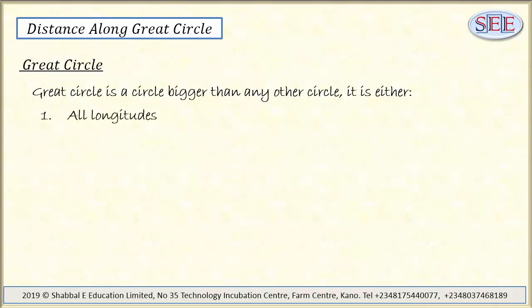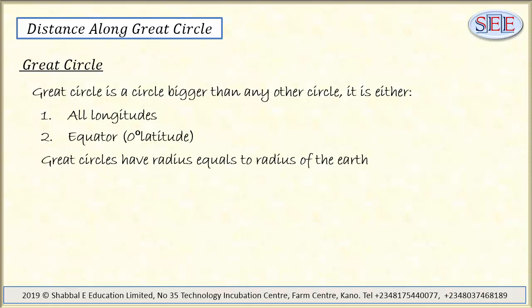The circle is either all longitudes. So longitude is a great circle. Nobody can draw a circle bigger than longitude no matter whatever compass that you are using. And equator is another great circle. Equator, remember, is a special latitude that is 0-degree latitude. So they are called great circles because there is no other circle bigger than those circles.